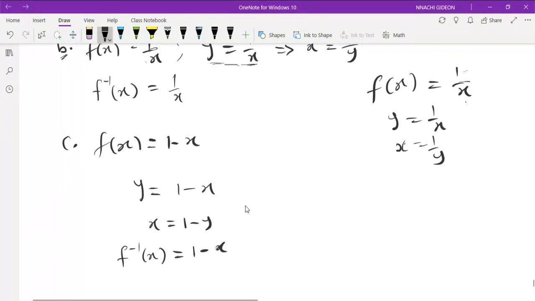Let's say we have a domain of A, that is, let's say this is 0, 1, 2, 3. Okay, and then the function is 1 minus x. So what will be here? 1 minus 0 is 1, 1 minus 1 is 0, 1 minus 2 is minus 1, this is minus 2.